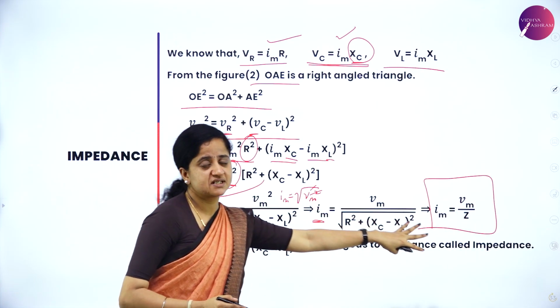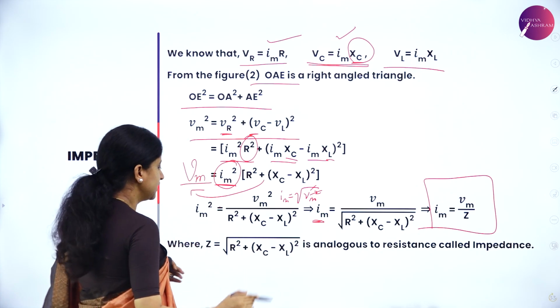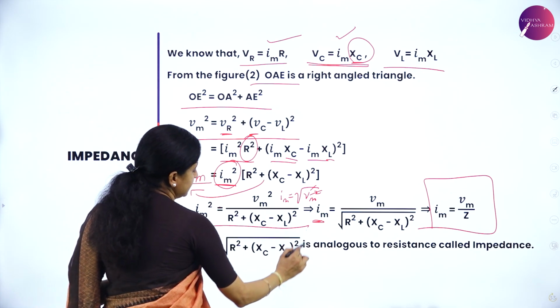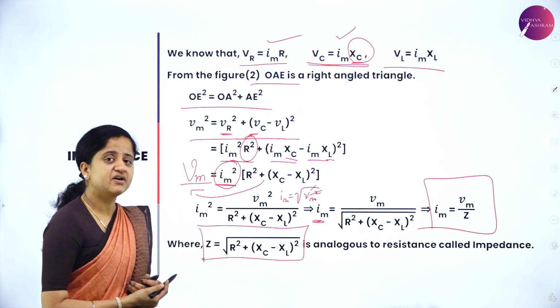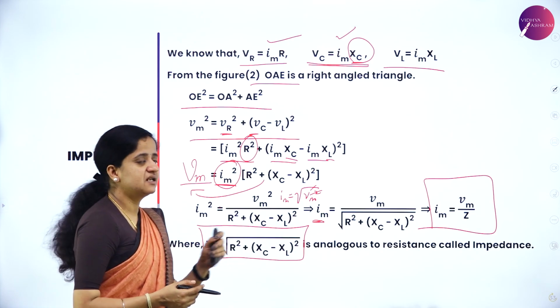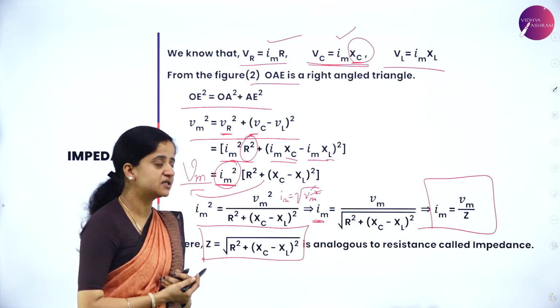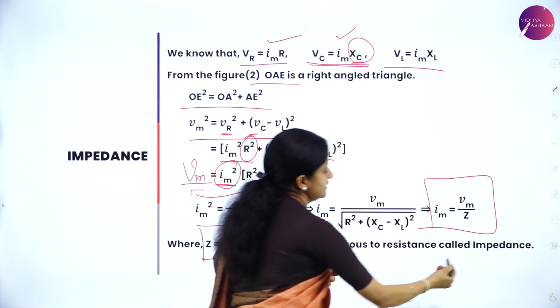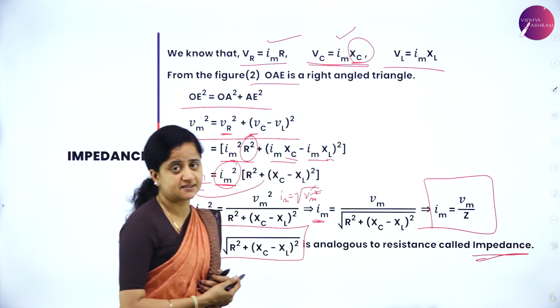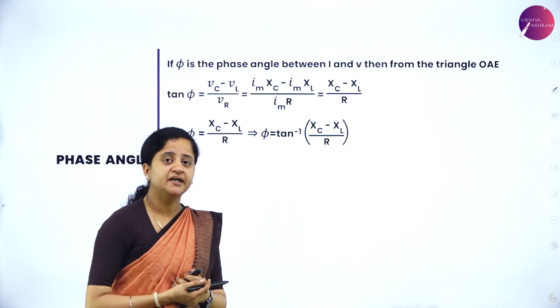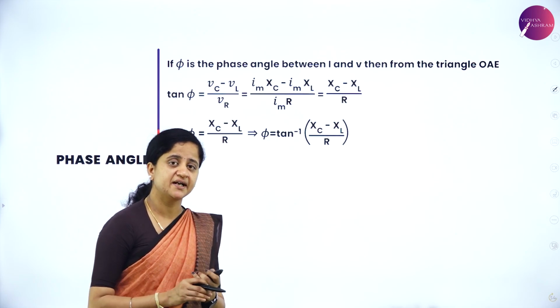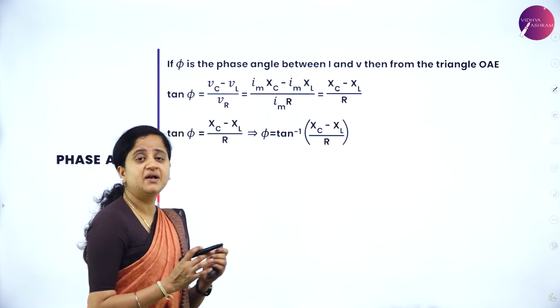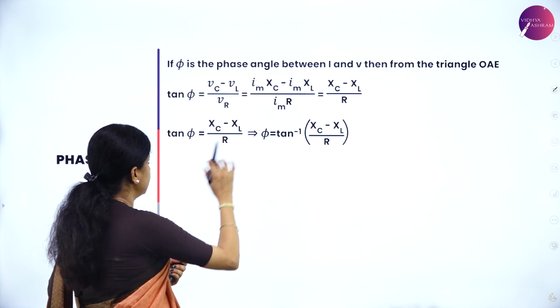This whole term is replaced by a term called Z, which is nothing but the impedance, where Z is equal to the square root of R square plus Xc minus XL the whole square, analogous to resistance, and we call Z the impedance. Now we have derived the expressions for current, voltage and impedance. Now let us write the expression for the phase angle.